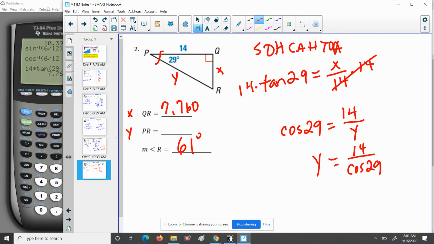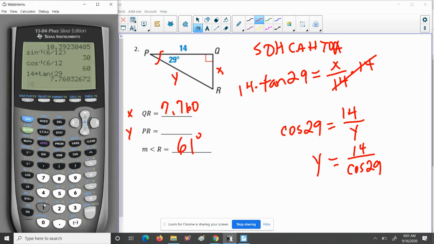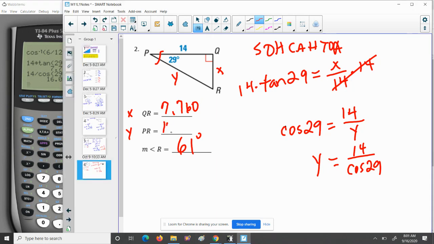Let's go type that in. 14 divided by cosine of 29. And again, it's the regular trig function, not the inverse. 14 divided by cosine 29 is 16.007 when we round. So PR is 16.007.